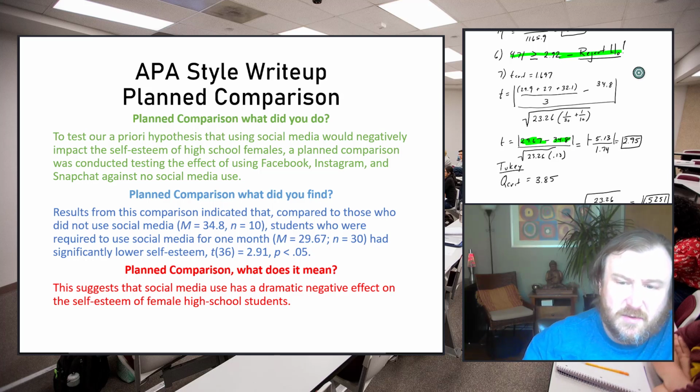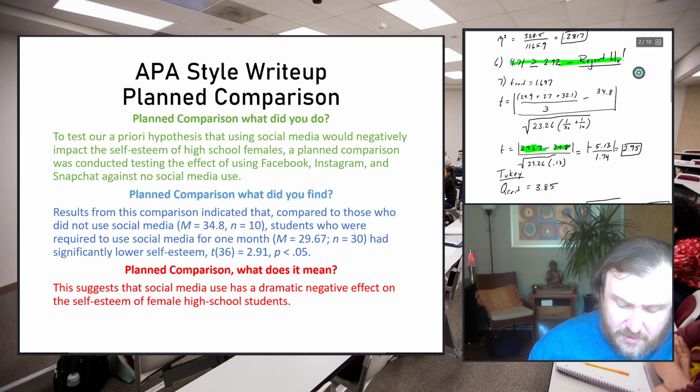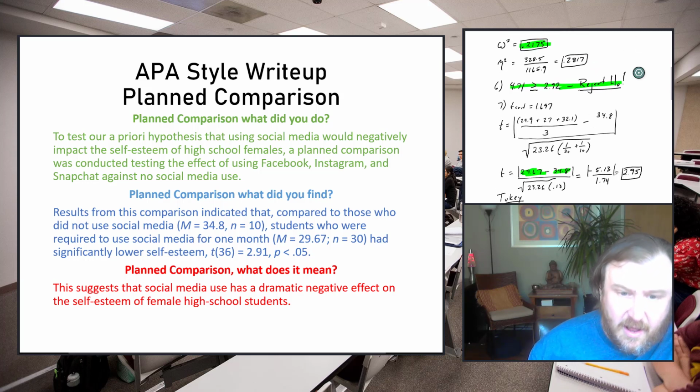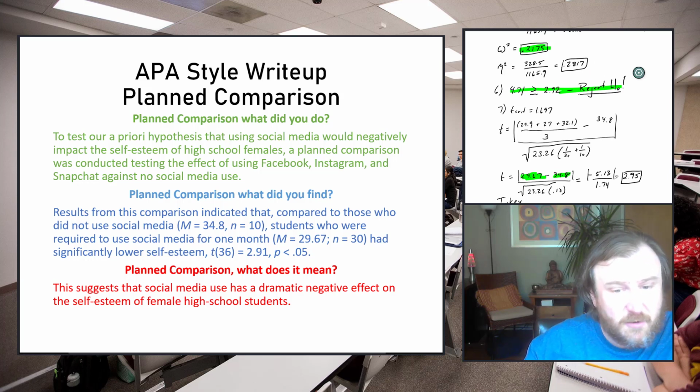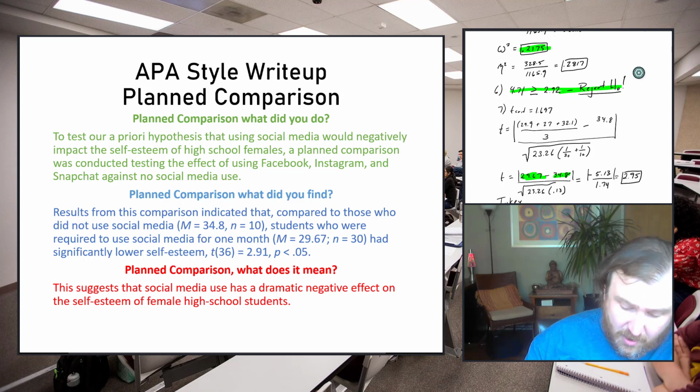And then we indicate that they were lower on self-esteem, and we report our t-value with the degrees of freedom for degrees of freedom within. That's what we used to look up the critical value. That's how many degrees of freedom were in this test. And then we report our t-obtained score.